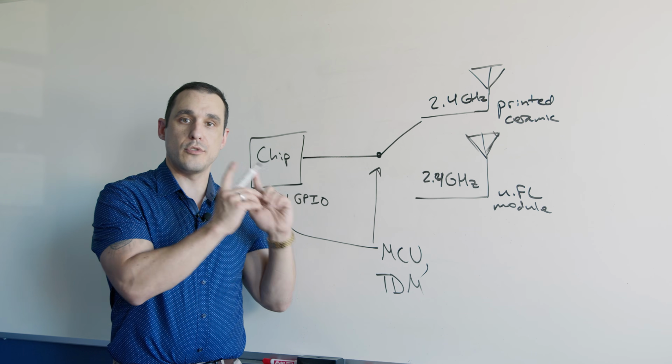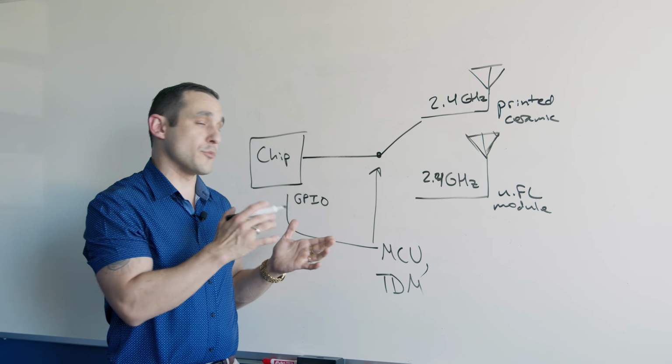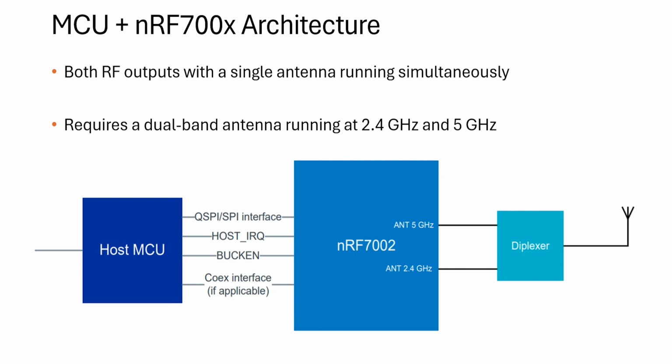Let's jump onto the computer and take a look at some slides, and we can see how to implement the diplexer and antenna switch solution. So here's one example where we can use a diplexer to interface two different frequencies to the same antenna. Essentially the diplexer ensures that one frequency only routes to a single output, as you can see here in this block diagram. So we have our host microcontroller that controls the system and then determines when this NRF 7002 chip is going to broadcast, and then those two signals run to the same antenna.